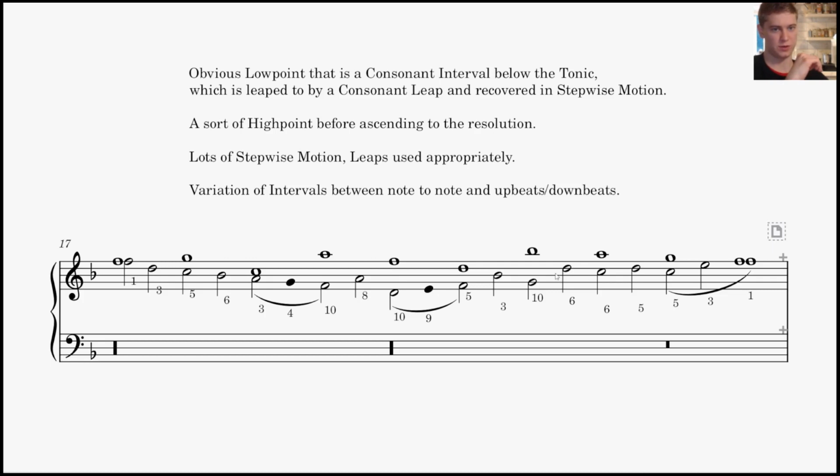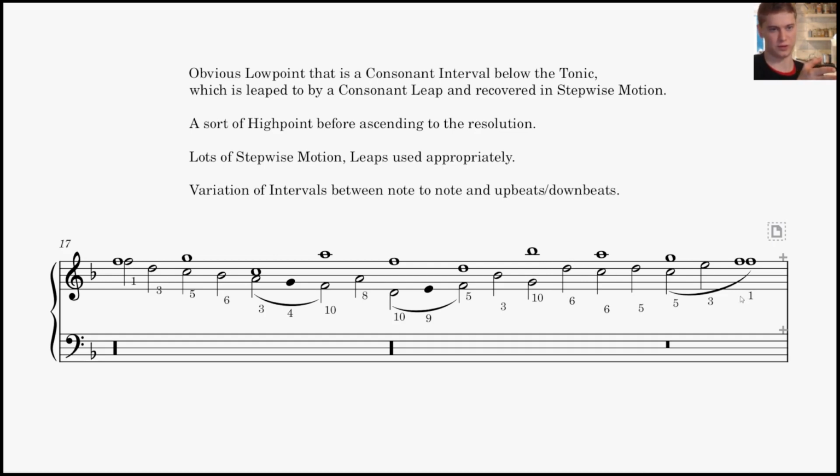There's also a sort of high point before the resolution. Of course, it's not really higher than anything else in the counterpoint, and it's not the highest point. But compared to what's going before it, it's creating a sort of high point. And it's also leaped up again, a rather large leap of a 5th, and then it's recovered, then again down.